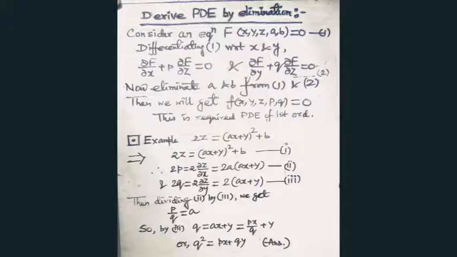So from the given equation, we simply eliminate the given arbitrary constants. For that, we compute the partial derivatives with respect to x as well as with respect to y. Then finally, eliminating a and b from those given equations, we can derive a partial differential equation of first order. One example has been shown here.